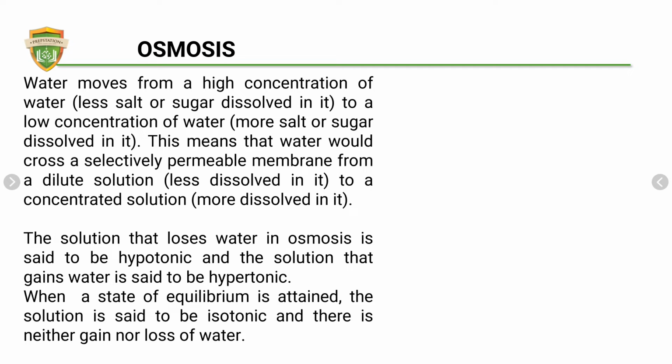Now, water moves from a high concentration of water, that is less salt or sugar dissolved in it, to a low concentration of water, which is more salt or sugar dissolved in it. This means that water would cross a selectively permeable membrane from a dilute solution, which has less dissolved in it, to a concentrated solution, which has more dissolved in it. Can I explain this? Okay, let's look at it now.